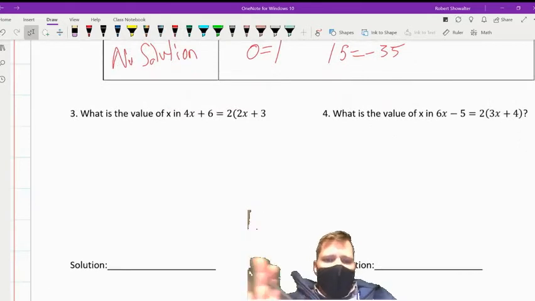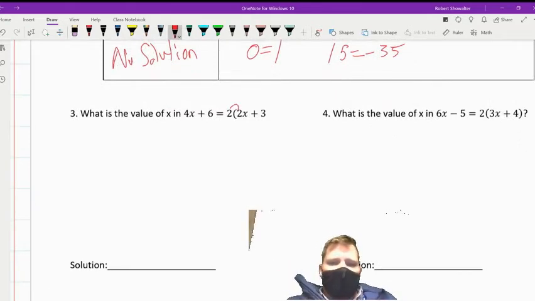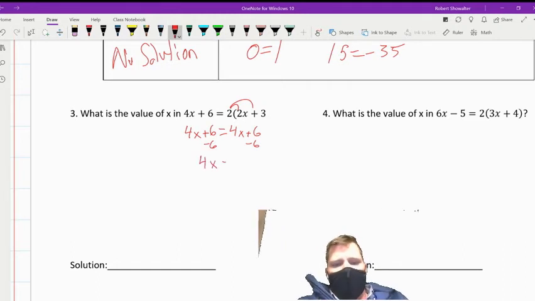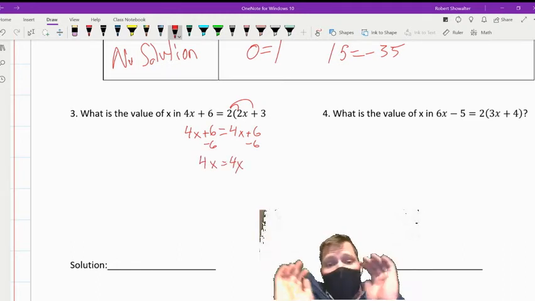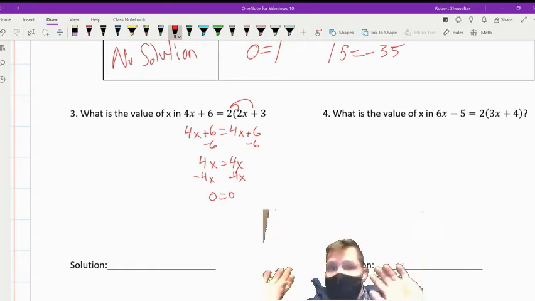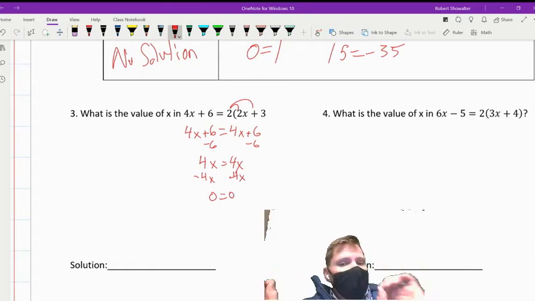So here's a problem. What is the value of x? When we go to solve it, we distribute on that side, and we get 4x plus 6, and on the left side, 4x plus 6. We have the same exact thing on both sides. But if you don't catch it and you just keep going, like if you minus 6 from both sides, you get 4x equals 4x. We have the same thing on both sides again. Or if you minus 4x, you get 0 equals 0.